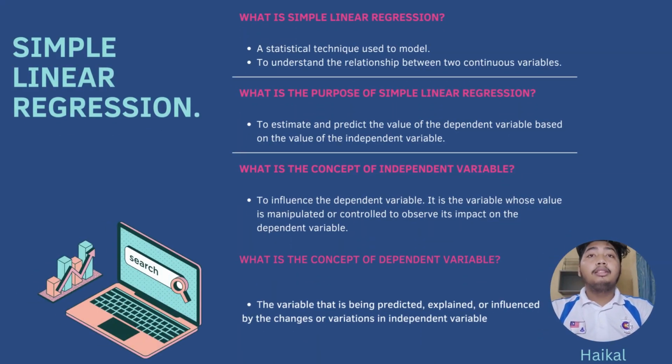First and foremost, simple linear regression is a statistical technique used to model and understand the relationship between 2 variables. It assumes that there is a linear relationship between dependent variables and independent variables. Next, the purpose of simple linear regression is to estimate and predict the value of the dependent variable based on the value of the independent variable. It helps in determining how a change in the independent variable affects the dependent variable.